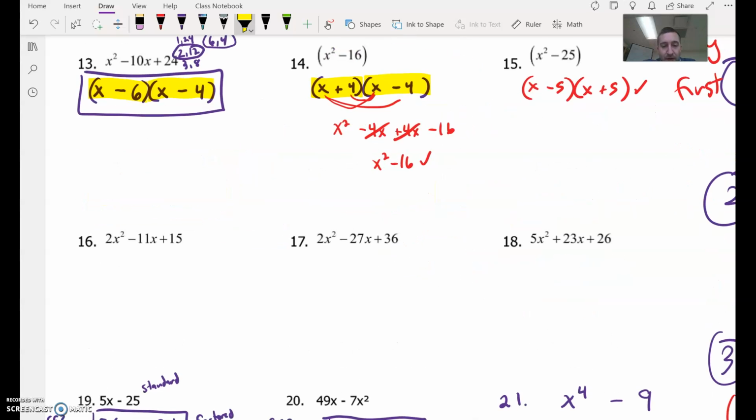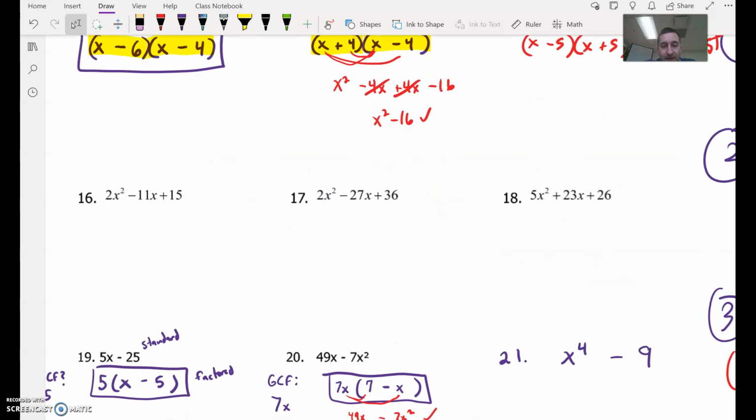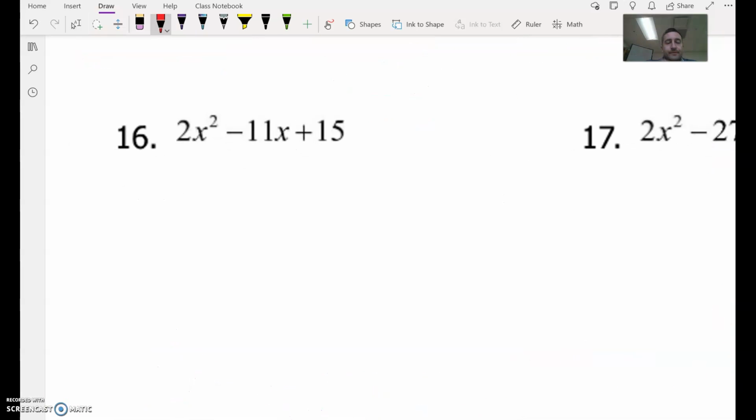Okay, for my last one, let's look at 16. 16 is a little different because of this 2. It still has 3 terms, so I know that it's going to be guess and check. Can I take out a GCF? This is 2, this is 11, this is 15. Is there any number that can go into 2, 11, and 15? If so, we could pull that out.